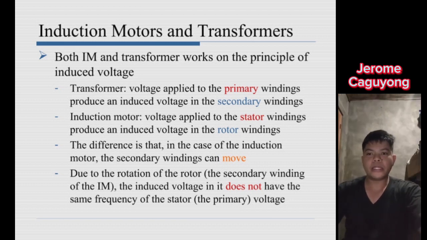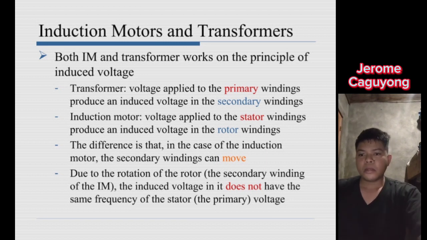Both the induction motor and the transformer work on the principle of induced voltage. For a transformer, voltage applied to the primary windings produces an induced voltage in the secondary windings. For an induction motor, voltage applied to the stator windings produces an induced voltage in the rotor windings. The difference is that in the induction motor, the secondary windings can move. Due to the rotation of the rotor, or the secondary winding of the induction motor, the induced voltage in it does not have the same frequency as the stator or primary voltage.